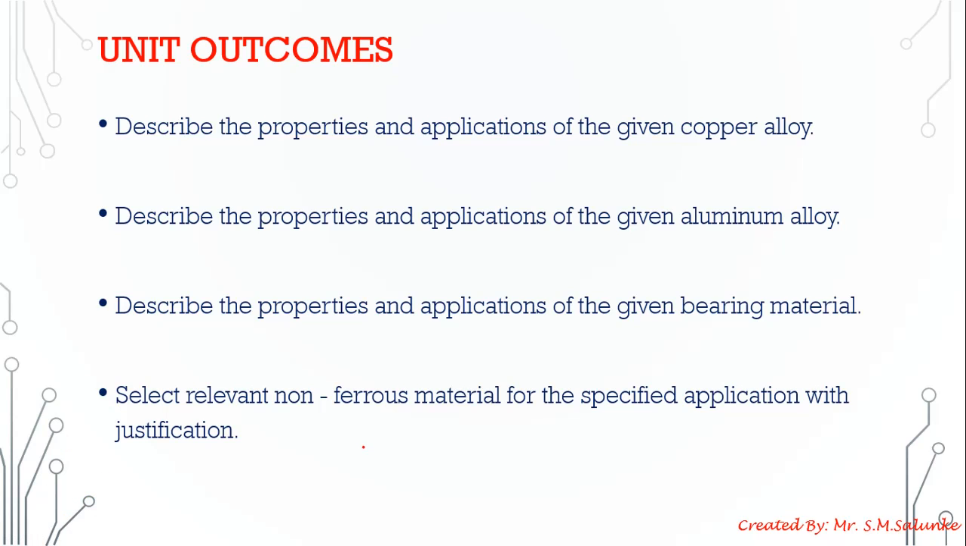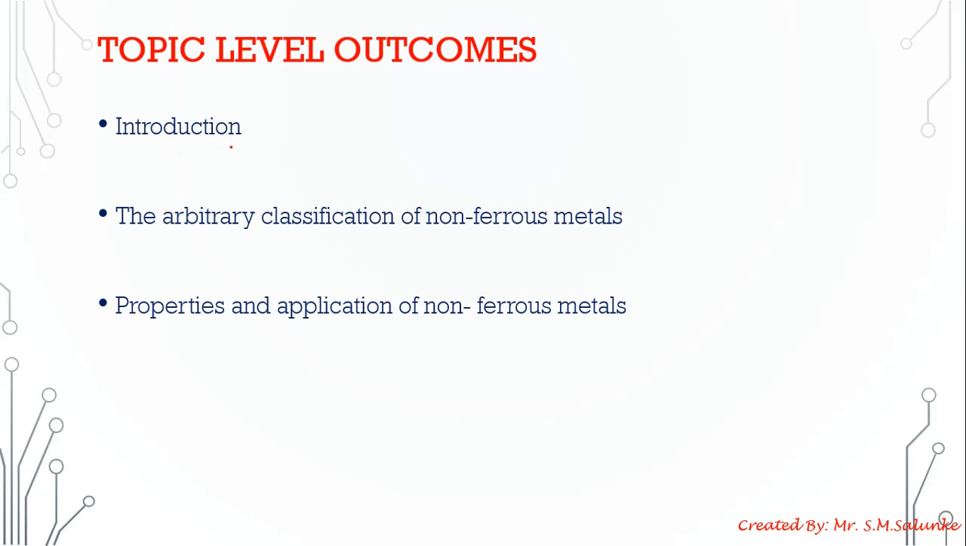Now let's look at what are the topic outcomes for today's lecture. Our first outcome is introduction. Here we'll understand what exactly are non-ferrous metals, their examples and their applications. Then we'll find out what are the arbitrary classification of non-ferrous metal. Here the arbitrary classification is nothing but classification based on certain characteristics that we will study in this lecture. And finally properties and application of these non-ferrous metals. In this lecture we will only look at non-ferrous metals and their applications. In next lecture we will look at non-ferrous alloy.